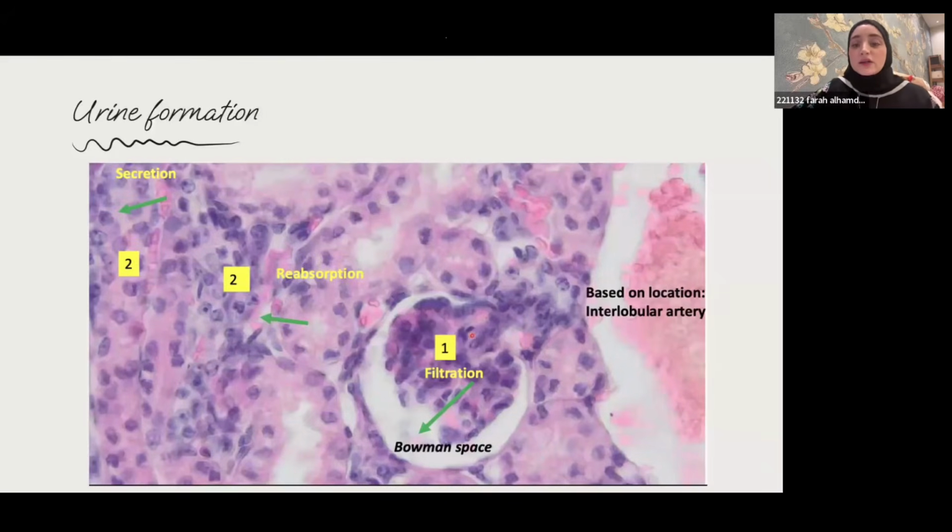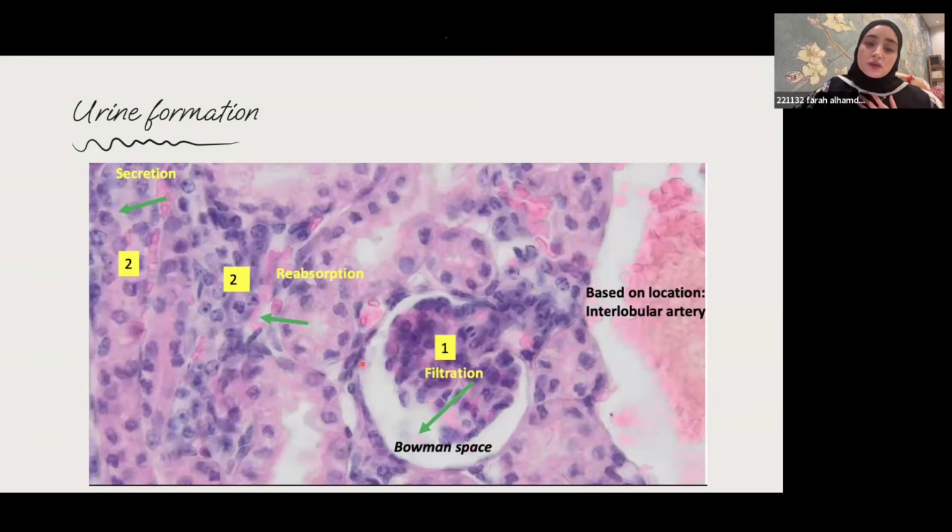Okay, let's talk about urine formation. So filtration begins at the glomerulus, as I showed you in the nephron, where blood moves from the glomerulus or the capillaries into the Bowman space. This is where filtrate happens. The end product is filtrate. It's not urine yet. It has to move all through those to be called urine.